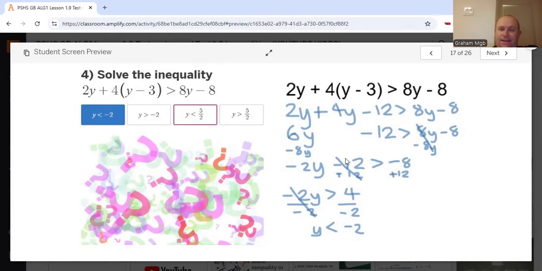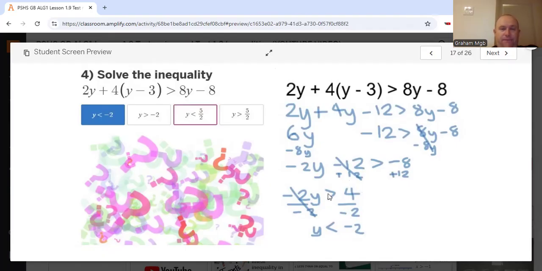As I've got letters on this side now, I want to bring numbers to this side. So instead of subtracting 12, I'm going to add 12 to both sides. And negative 8 plus 12 is 4. And once again, I'm going to divide by -2 because it's -2 times y. Divide both sides by -2, giving me -2.